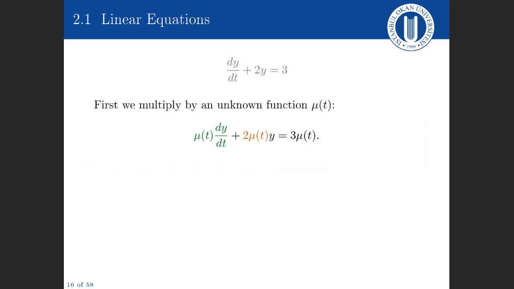First, I want to multiply by the integrating factor. But suppose we don't know what integrating factor to use here. So we'll just use an unknown function, mu of t. Multiply everything by mu of t. We get mu of t dy/dt plus 2 mu t y is equal to 3 mu t.